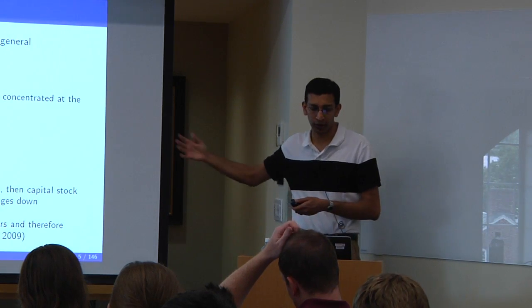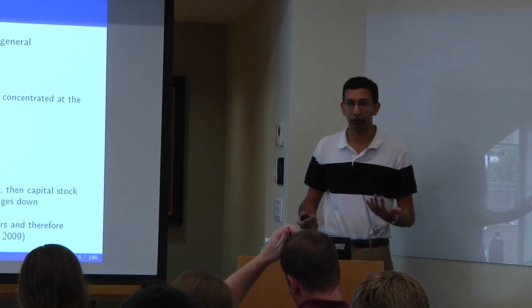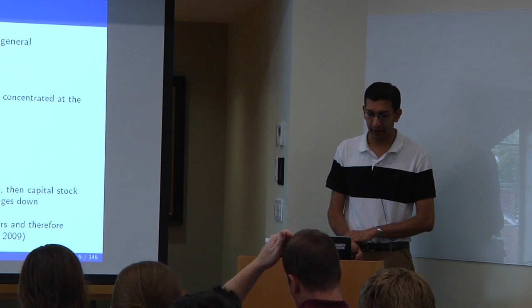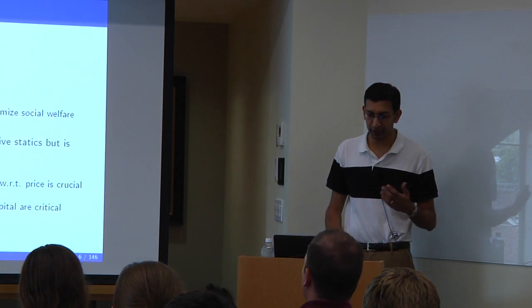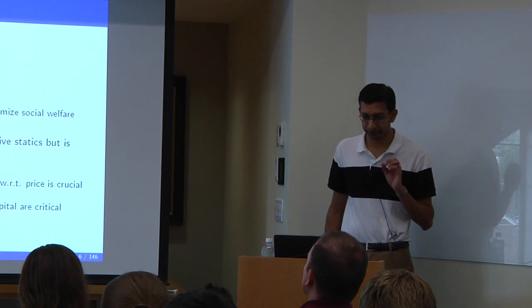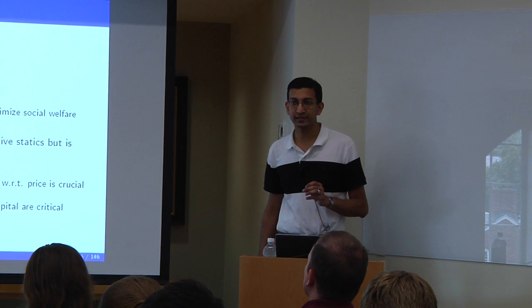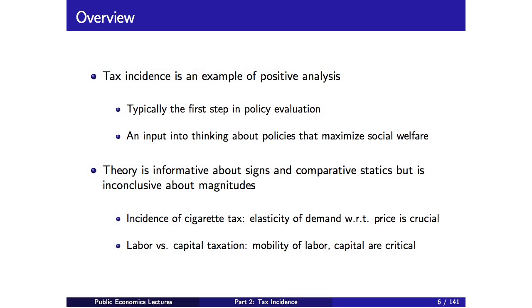So you can see how figuring this out is very important before you can make statements about the distributional impacts of policies. So tax incidence is an example of what we call positive analysis, which we mentioned in the last lecture. It's typically the first step in policy evaluation as an input into thinking about which policies maximize social welfare. So this entire next couple of lectures is going to be totally positive, totally descriptive of what taxes actually do to prices in equilibrium.